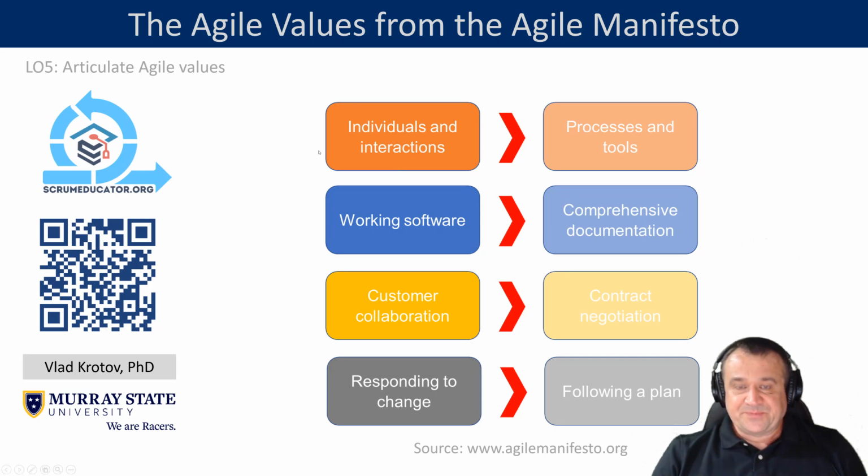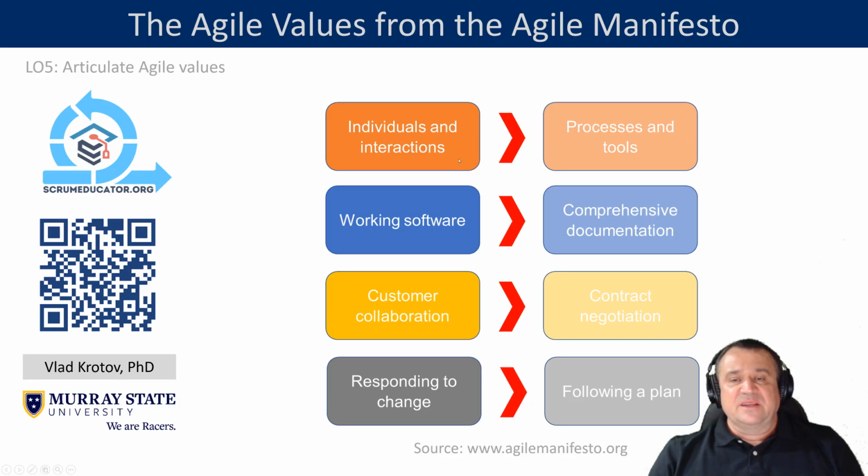So first of all, proponents of Agile believe that individuals and their interactions are more important than processes and tools. They believe that it's largely about people. People should be able to decide on the best way to do work, on the most appropriate tools for doing work, and those things should not be prescribed to them.